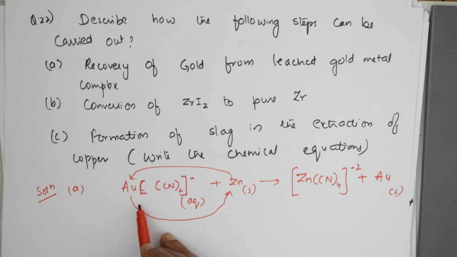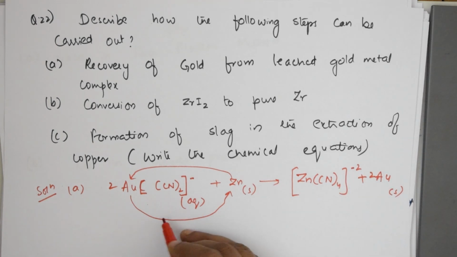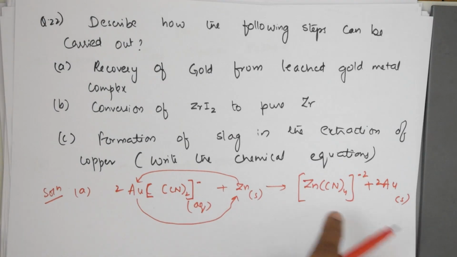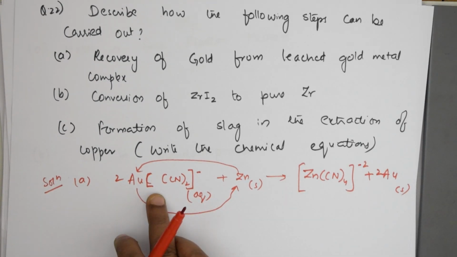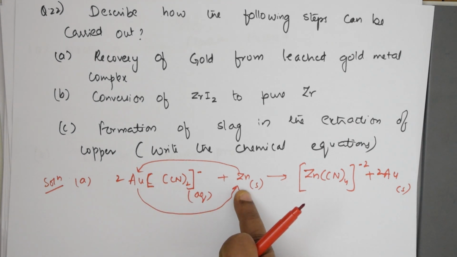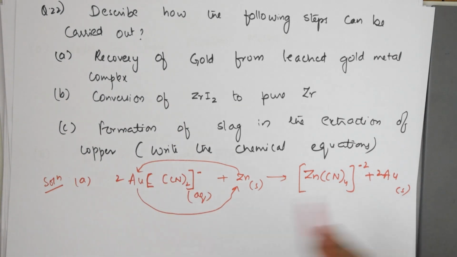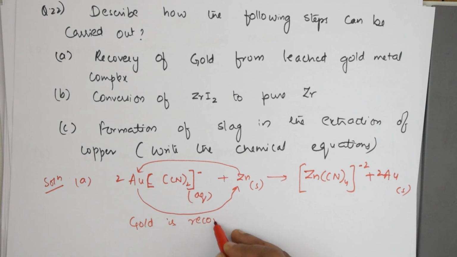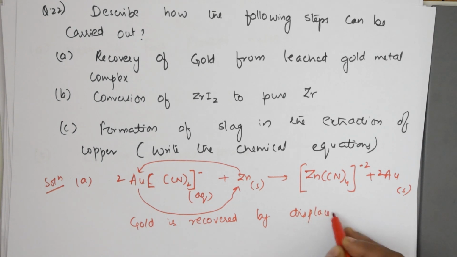So balance this reaction here. This is 2, this is also 2 Zn, 2 cyanide, aqueous, zinc solid. Okay, done. Right? Yes. So what is this process? Leached gold complex is treated with zinc and gold is recovered. How is it recovered? They've asked how it is recovered, and it is recovered by the displacement method. So you can write: gold is recovered by displacement method.